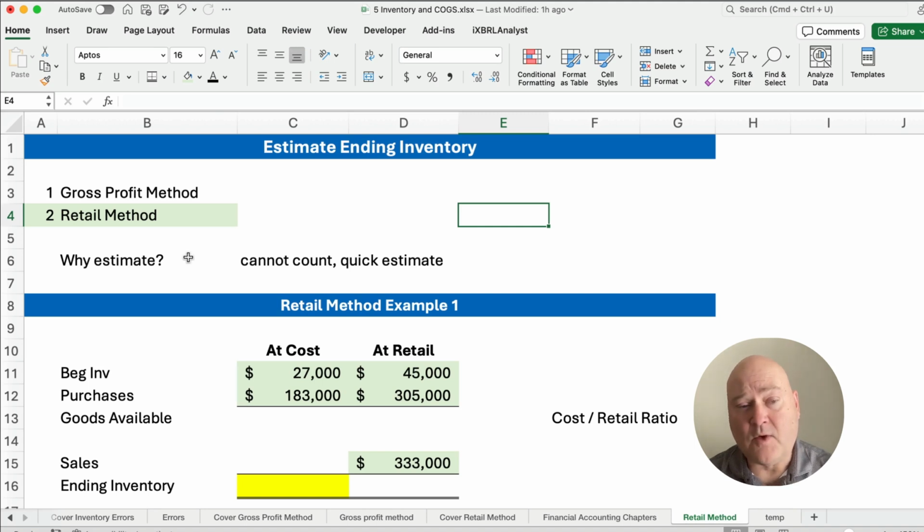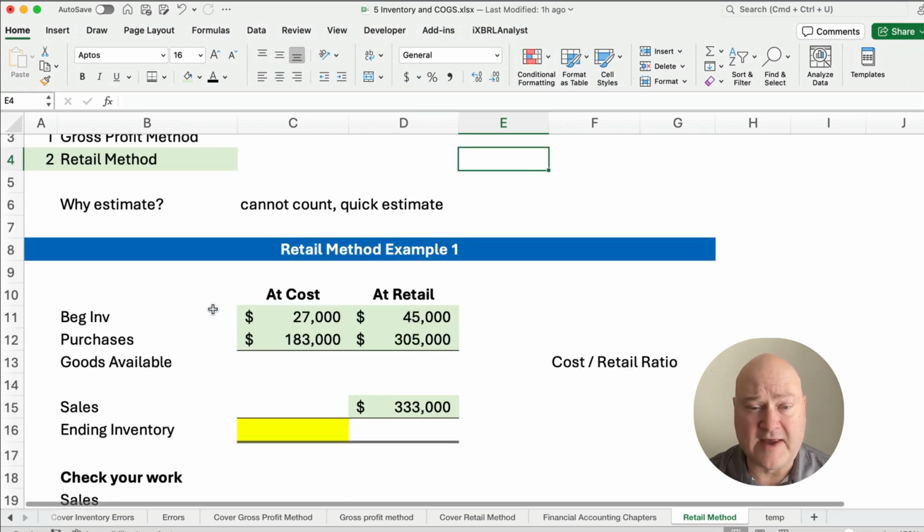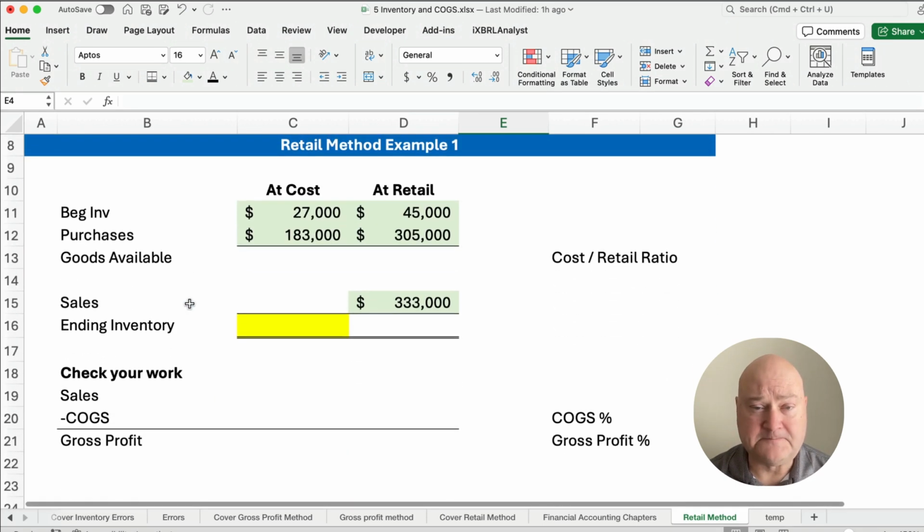Now, why would we need to estimate inventory? Well, it takes a while to count. Maybe we want a quick estimate, or maybe there's some reason why we're prevented from counting, like there was a flood or fire or whatever, and the inventory is destroyed. So let's look at our first example on the retail method.